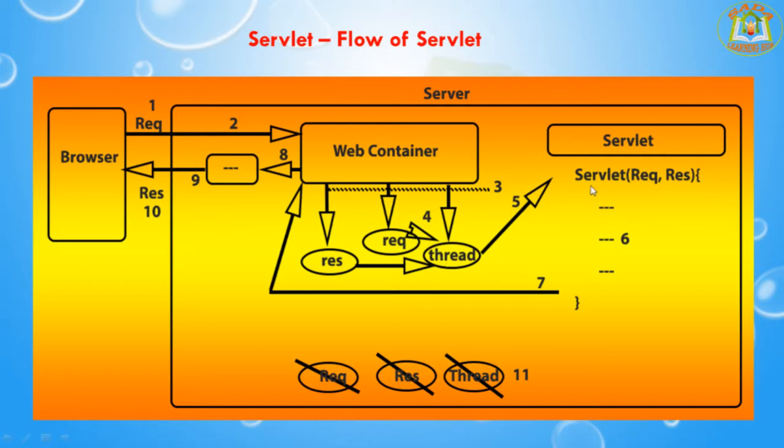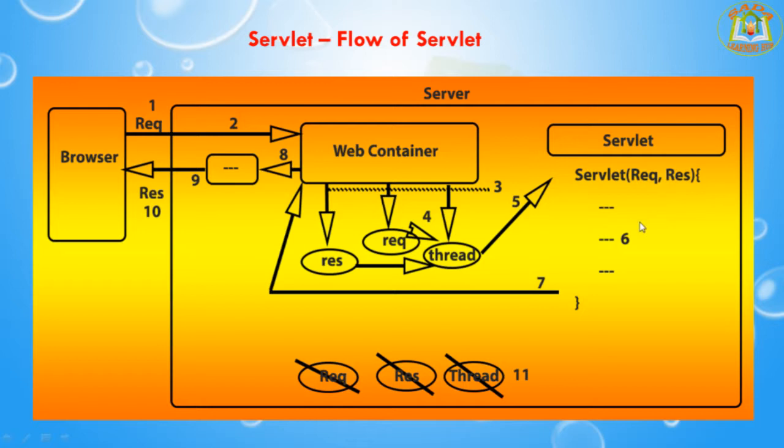Sorry, here is the service method. I wrote a mistake here. Now it calls the service method. The service method takes the request and response objects. The request and response objects created by the web container are forwarded to the service method. It takes two parameters: the first is the request object and the second is the response object. After that, the business logic implemented in the service method will be executed.